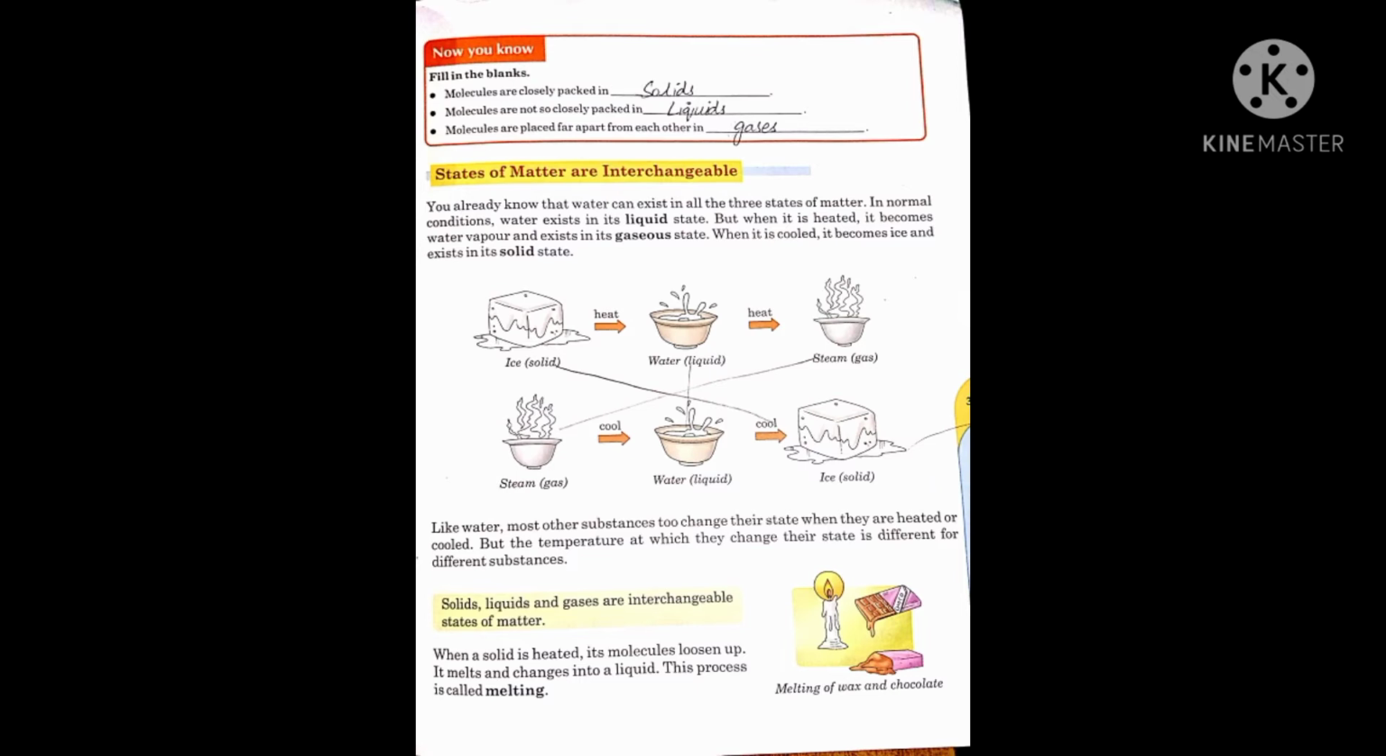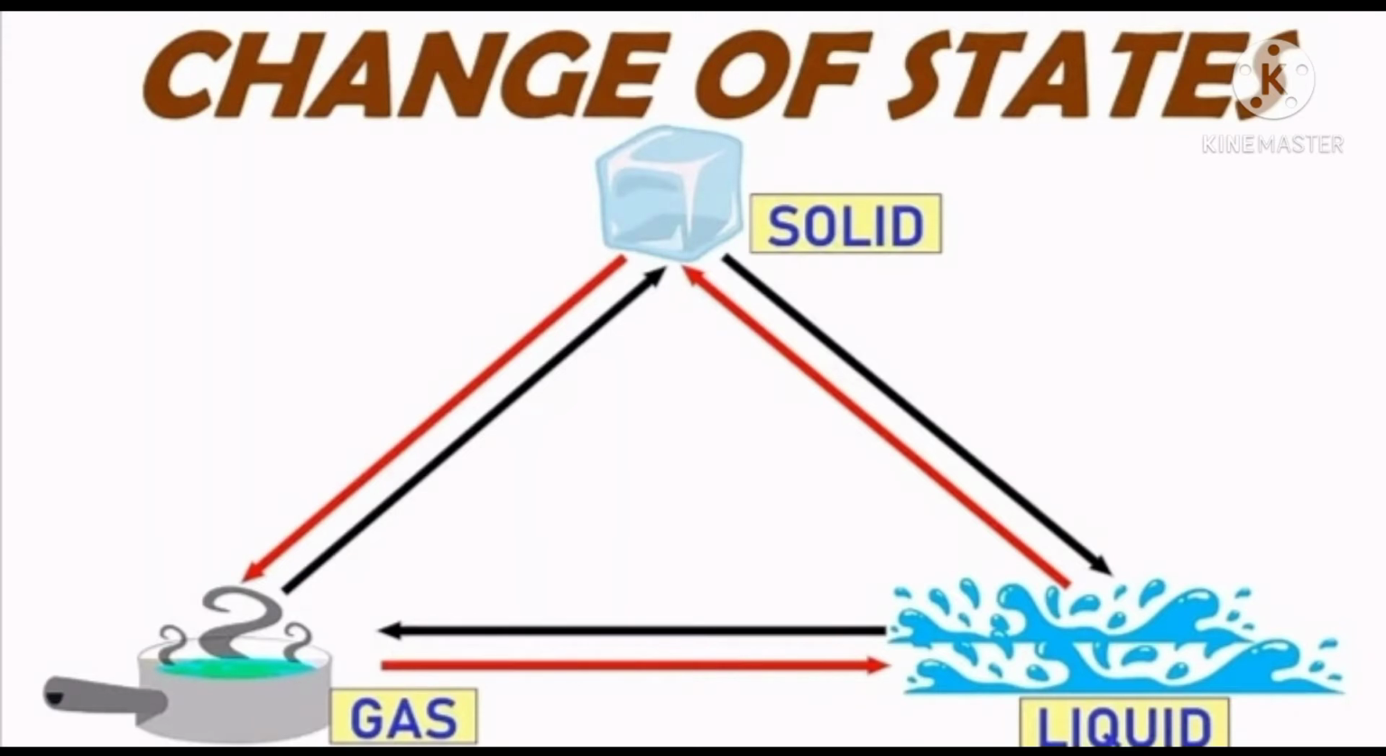Our next topic is states of matter are interchangeable. You already know that water can exist in all the three states of matter. In normal conditions, water exists in its liquid state, but when it is heated, it becomes water vapors and exists in its gaseous state. When it is cold, it becomes ice and exists in its solid state. Like water, most other substances too change their state when they are heated or cooled. But the temperature at which they change their state is different for different substances. Solids, liquids and gases are interchangeable states of matter. So students, matter can change its form from one state to another.